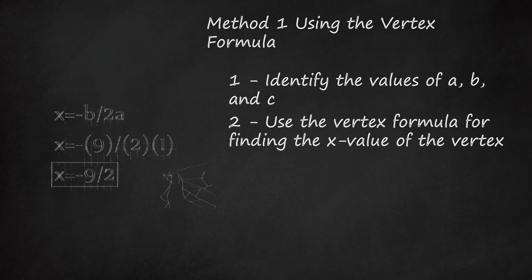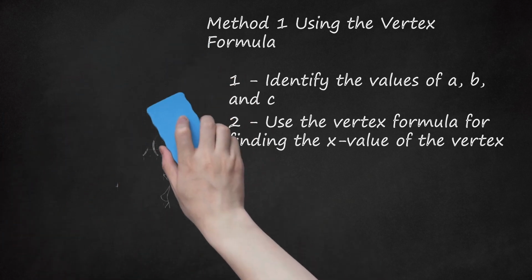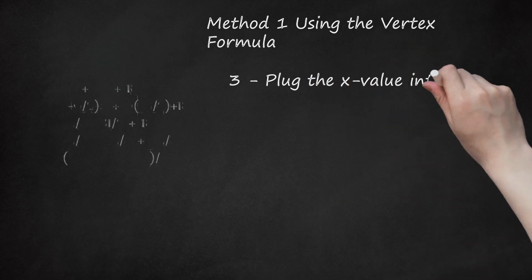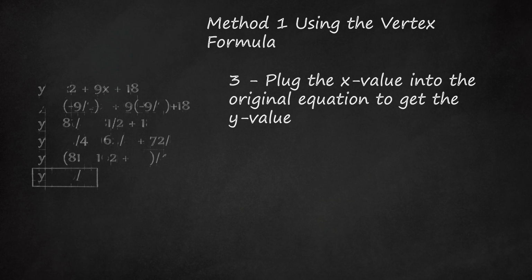x equals -b/2a. x equals -9/(2·1). x equals -9/2. 3. Plug the x value into the original equation to get the y value. Now that you know the x value, just plug it into the original formula for the y value.